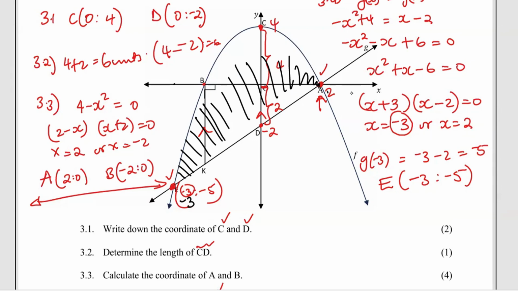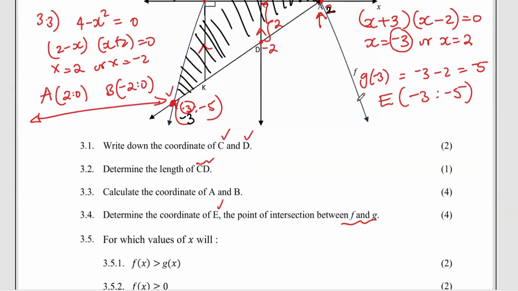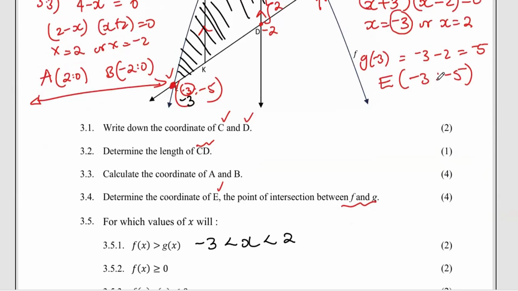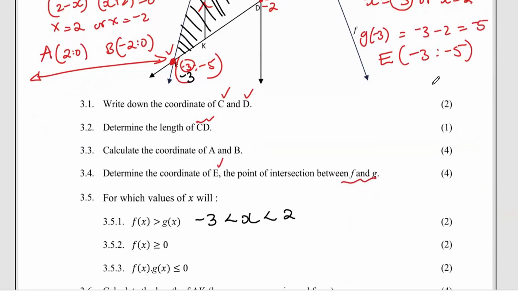The x value here is 2. So look at the points of intersection. So we're going to see that negative 3 is less than x, which is less than 2. As plain as that. And then we get our answers. We get our marks, we move on.